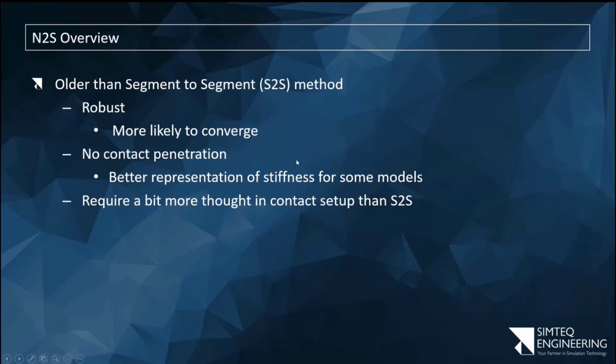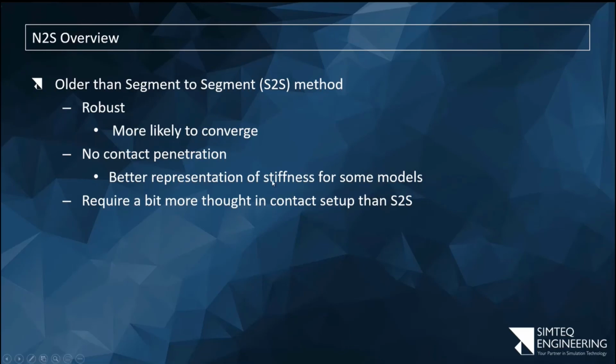The node to segment method is older than the segment to segment method. When I first saw and used Marc more than 20 years ago, node to segment already existed. Segment to segment came a lot later. Node to segment is really robust. They've tweaked this quite well. So it's much more likely to converge than segment to segment. But there are, as we've shown, specific complications with segment to segment. We tend to get a better representation of the stiffness for certain models.